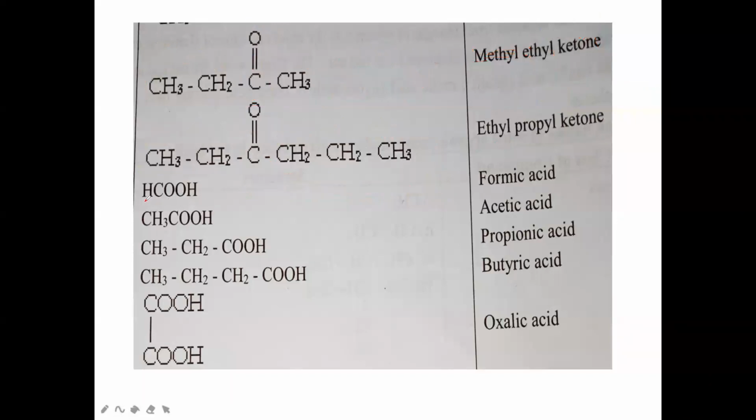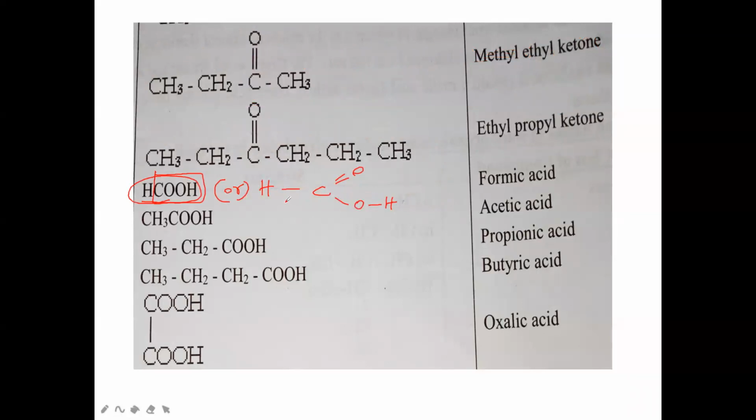So next we have HCOOH. In this molecule, how many carbon atoms are there? Only one carbon. And what is the functional group available here? COOH. The same thing, how to write now? H bond CO. CO means C double bond O, bond OH. It is H bond COOH.